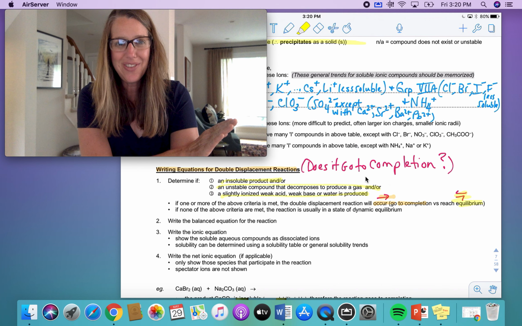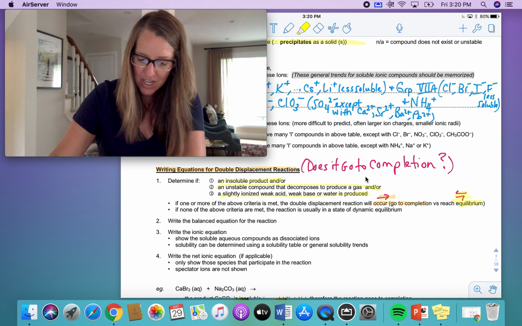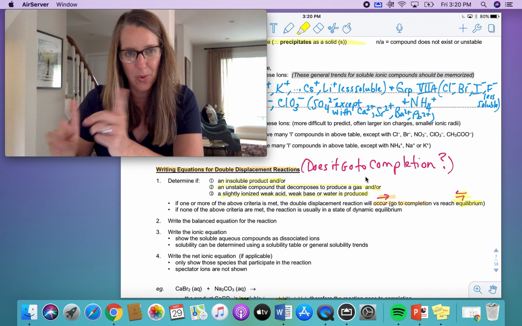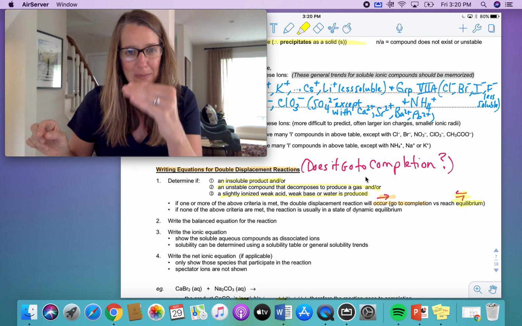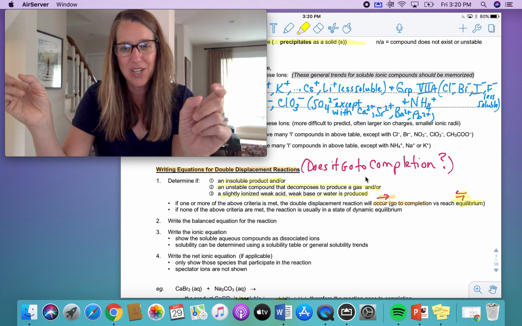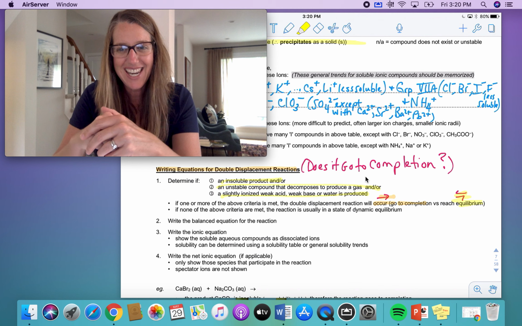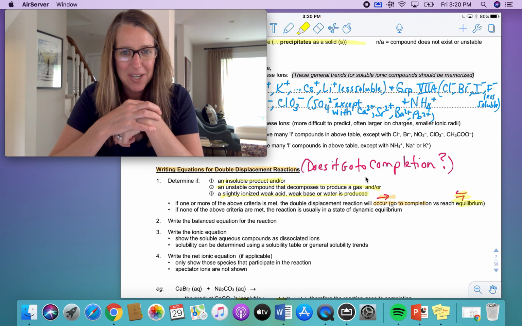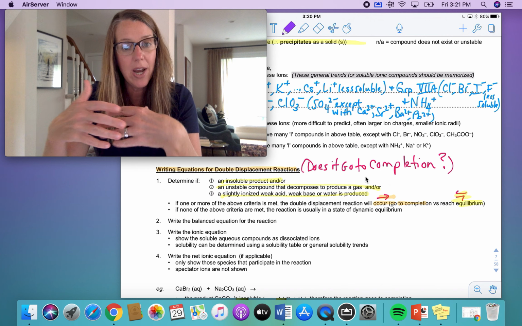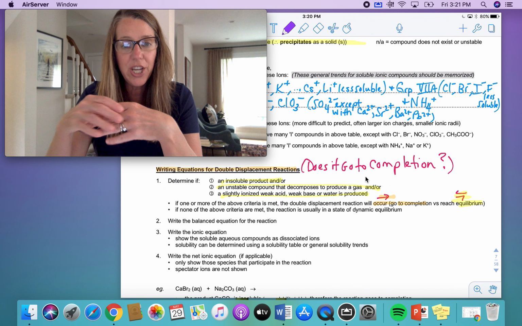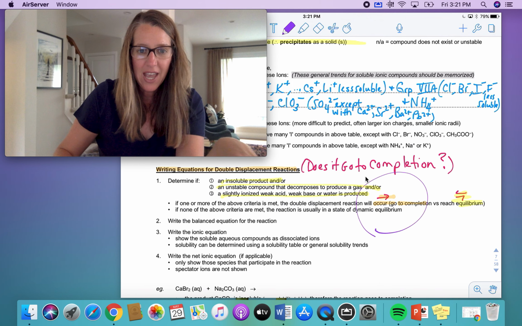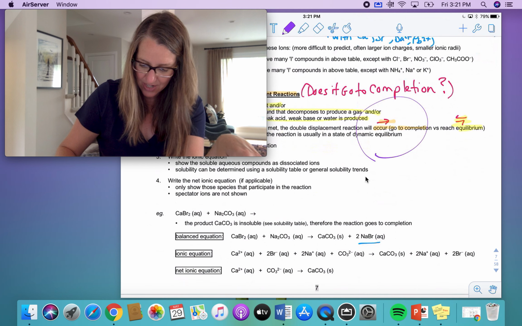And if any of those criteria are met, then you're going to make sure you show that double displacement reaction as going to completion. And if it doesn't make any of those, then you're going to make sure you've got ions available so an equilibrium can exist. Okay, so how would you do that? Write the balanced equation, write your ionic equation, write the net ionic equation if it's applicable, and answer the question.